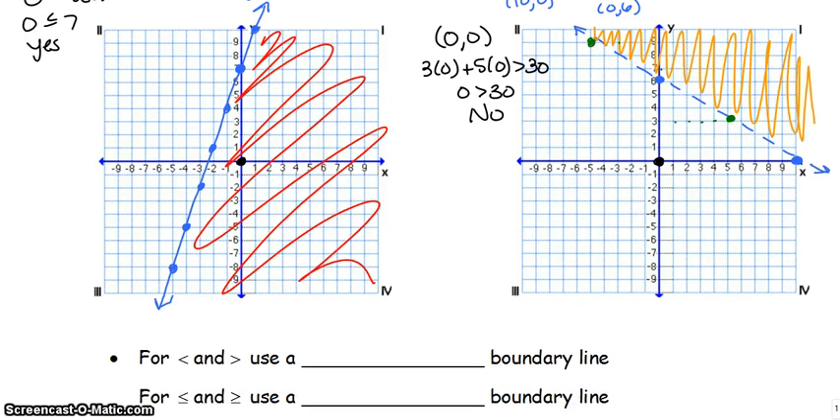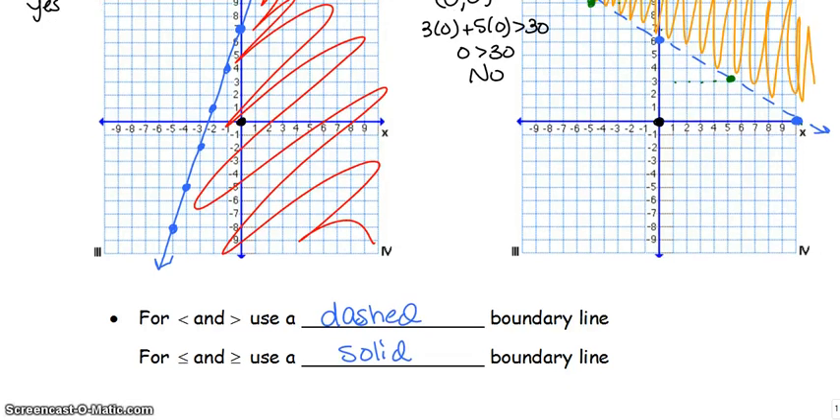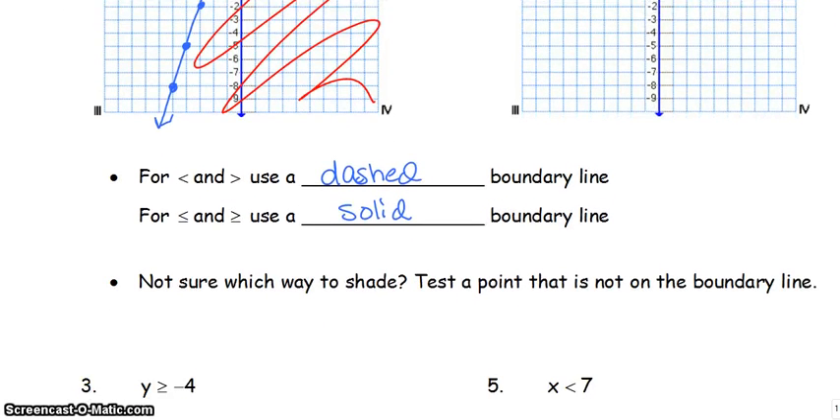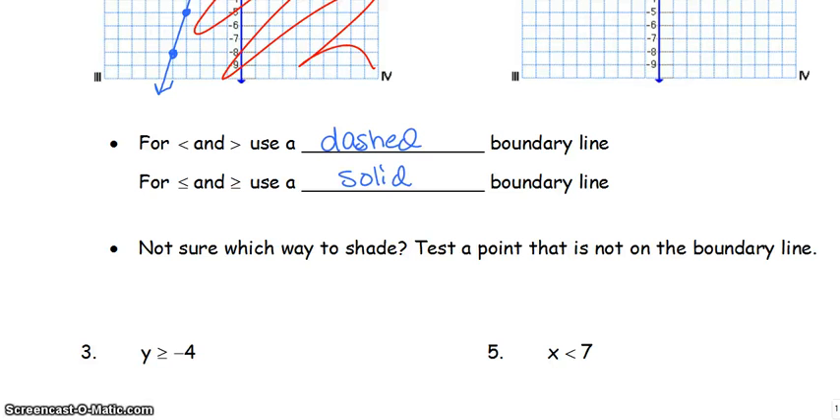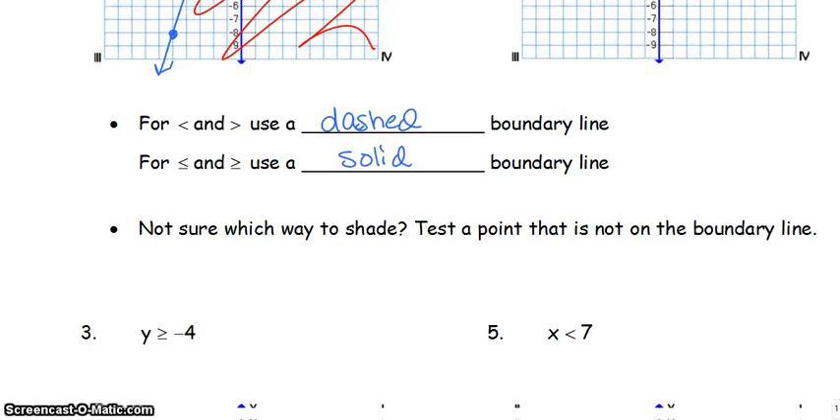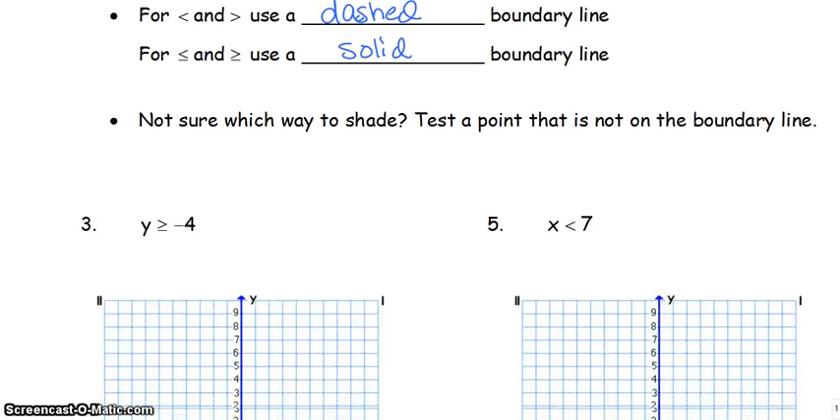So to recap what we just talked about, if you have a less than or a greater than sign, that means that our boundary line is not included. So we're going to use a dashed boundary line. If you have a less than or equal to or a greater than or equal to, you are going to use a solid boundary line. That's going to show that that boundary line is going to be part of your solution. And as we said before, not sure which way to shade, you're not really sure which way is greater than, which one's less than, use that test point, and that test point cannot be on your boundary line. Never use a test point on the actual line itself.